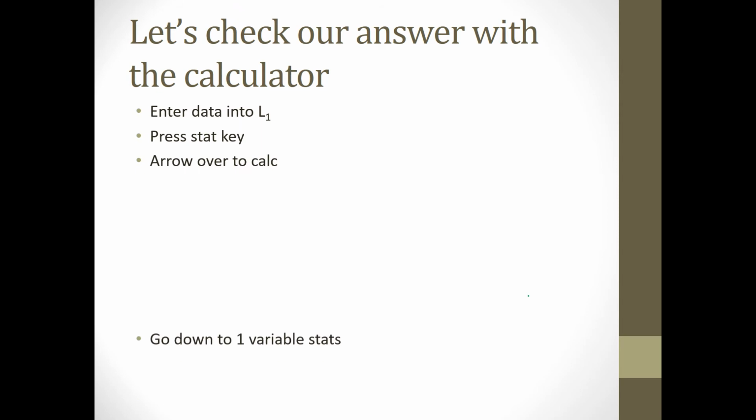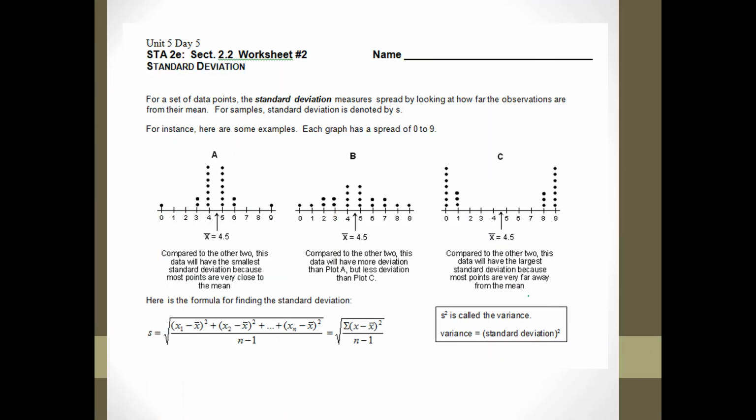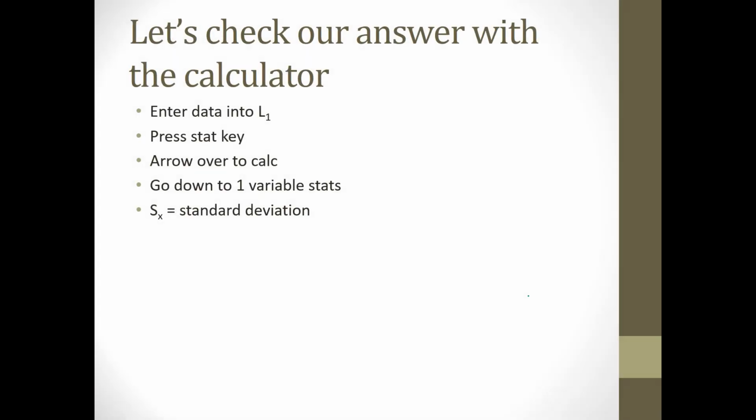Okay, so if you do this in the calculator, if you enter the data into L1, press STAT, arrow over to CALC, go down to 1-Var Stats, select standard deviation, and then press enter. Go down to variable 1, press enter here. It's going to give you a whole bunch of information. The X bar that it gives you is your average. The S sub X is your standard deviation.